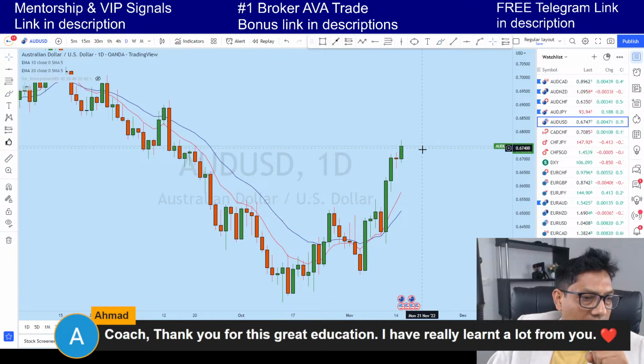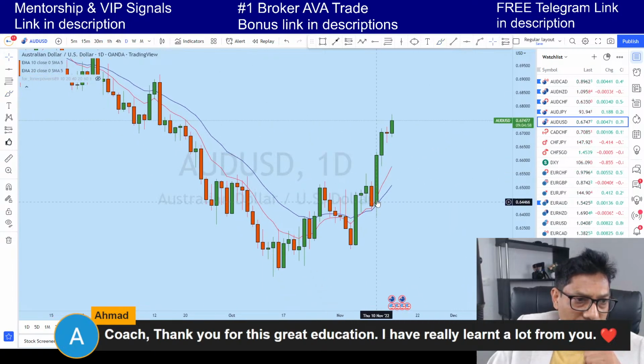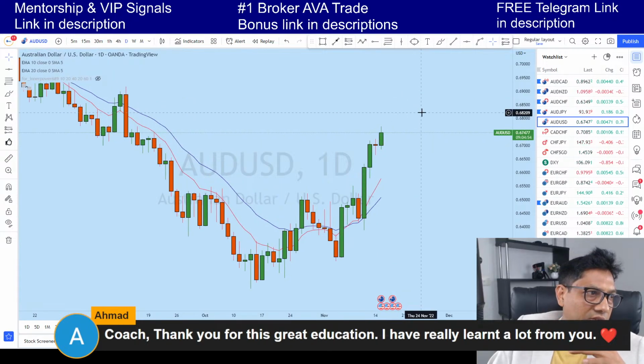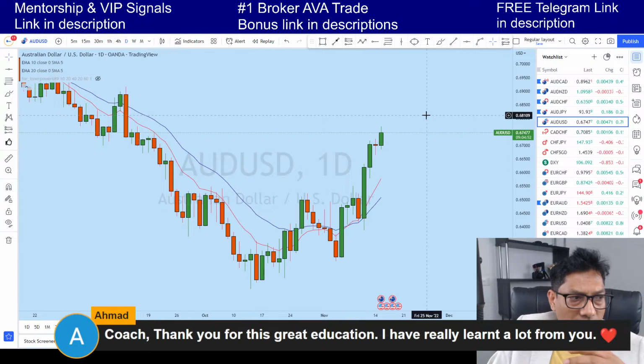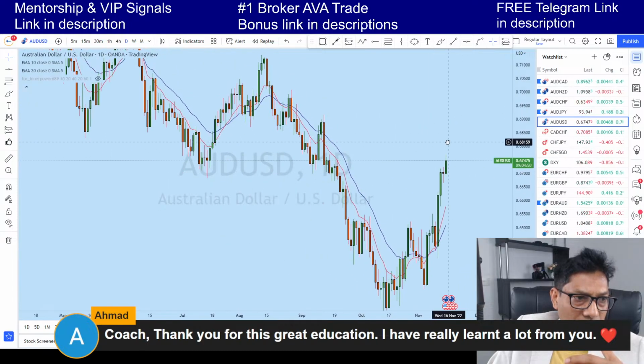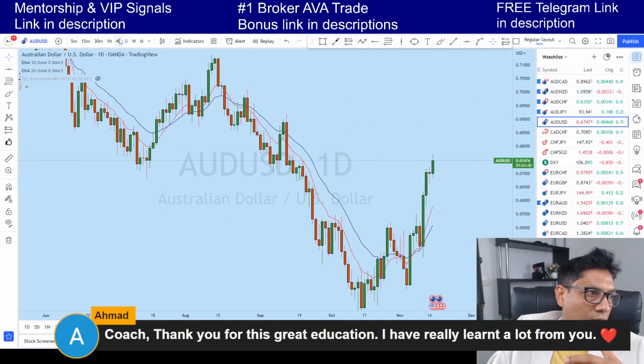Now coming back to the daily chart, you see this is the daily impulse, small correction, and it is in another impulsive phase. Okay, so the Aussie dollar on the daily perspective is very strongly bullish.